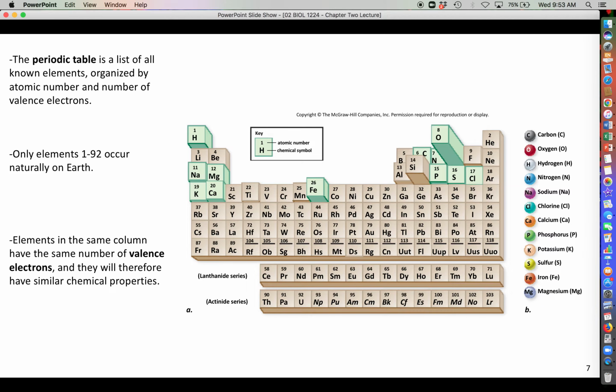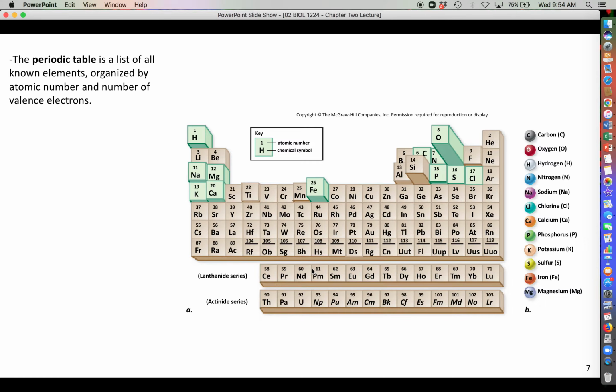Because of that, hydrogen, lithium, sodium, potassium, and so on will actually have quite a lot in common with each other. Fluorine, chlorine, bromine, iodine, and so on will have a lot in common with each other. Carbon, silicon, germanium, and tin will have a lot in common with each other as well.